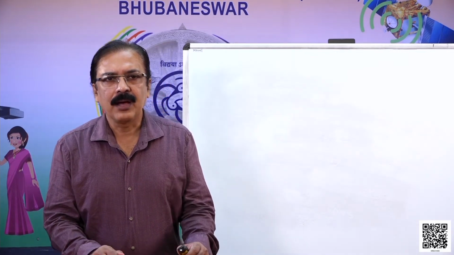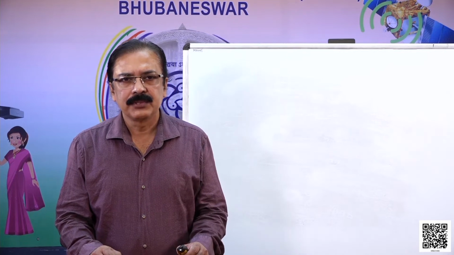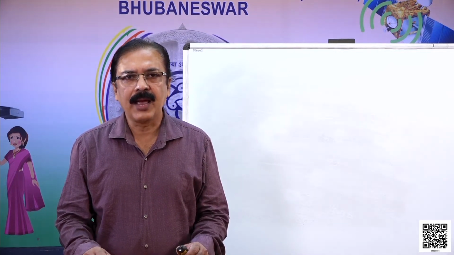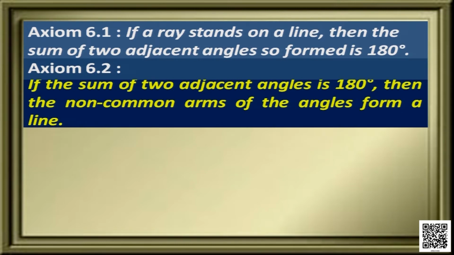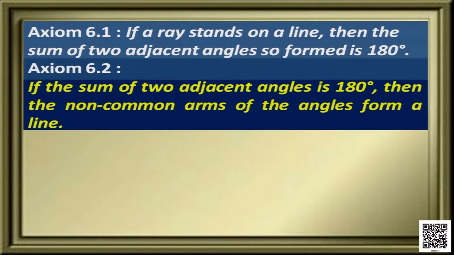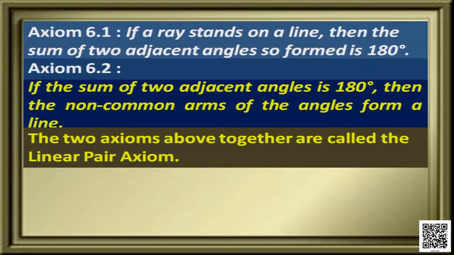Here we learnt about some axioms. If a ray stands on a line, then the sum of two adjacent angles so formed is 180 degrees. And the second axiom says if the sum of two adjacent angles is 180 degrees, then the non-common arms of the angles form a line. The two axioms above together are called the linear pair axiom.